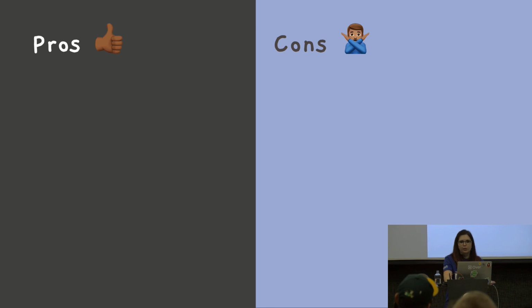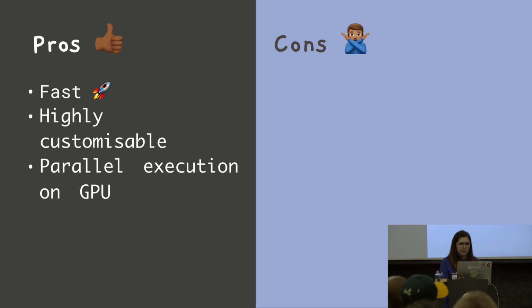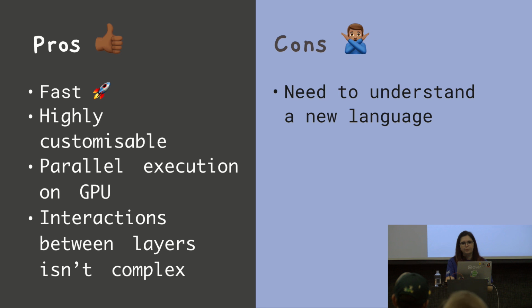Okay, so what are some of the pros and the cons of these? So the pro of RenderScript is that it's super fast. It's running on the GPU. We don't have to worry about it slowing us down. It's super customizable because we're literally affecting all the pixels ourselves. We can customize it and make it work however we want. And then we have parallel execution on the GPU, which is also fast because of that. And I would say the interactions between the layers aren't super complex. Like you have to create that object, but a lot of it is created for you.